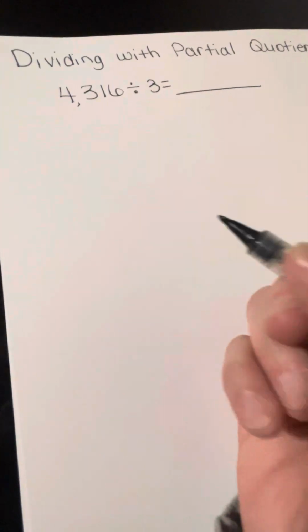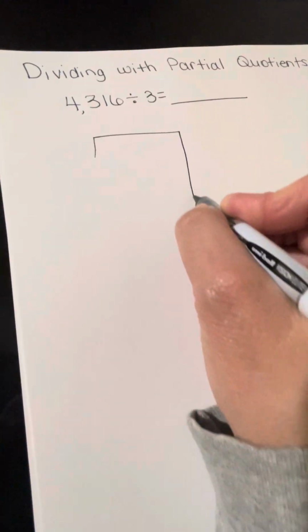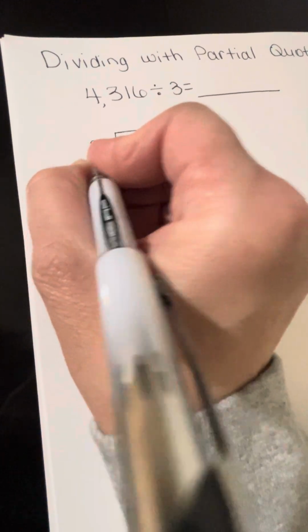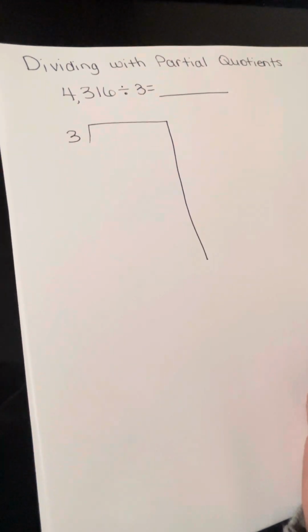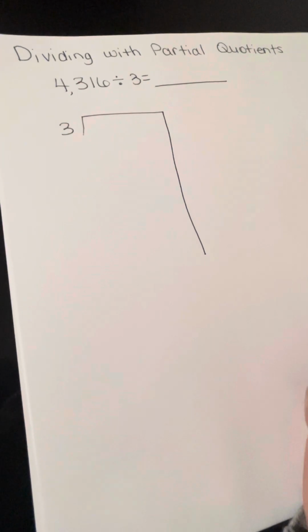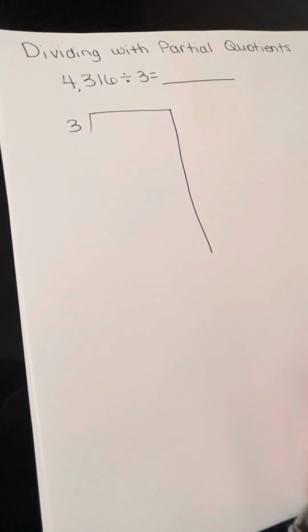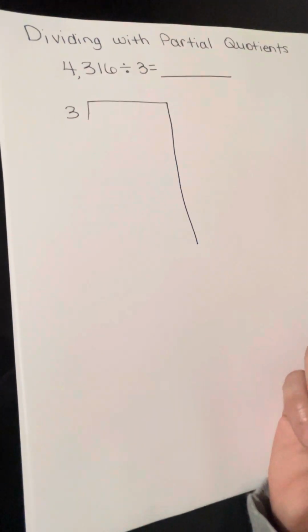Some people call partial quotients using the big 7. We put the divisor outside. It's very similar to long division, but they're not able to do long division until they get into middle school. So we are having to learn how to divide either with an area model or partial quotients, and see my other videos for area model.